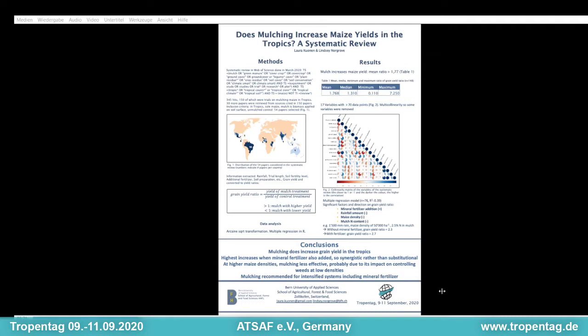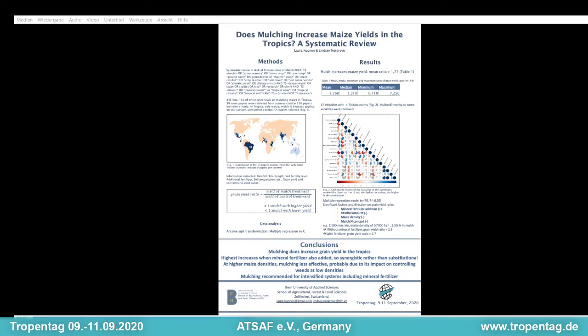I extracted the grain yield ratio and the influencing factors from 54 papers and conducted a multiple regression. Many factors showed collinearity and were removed from the model. The grain yield ratio was calculated by dividing the yield of the mulch treatment by the yield of the non-mulch control treatment. The ratio was on average higher than 1. This means that the mulch had a positive impact on the yield compared to no mulch. Mulch therefore increases maize grain yields in the tropics.